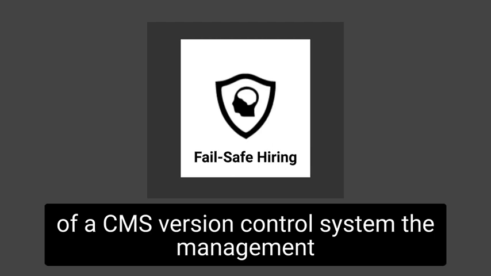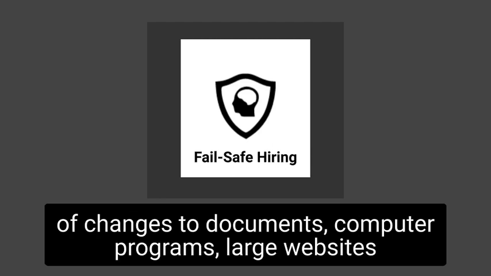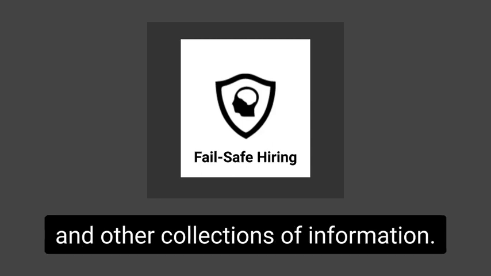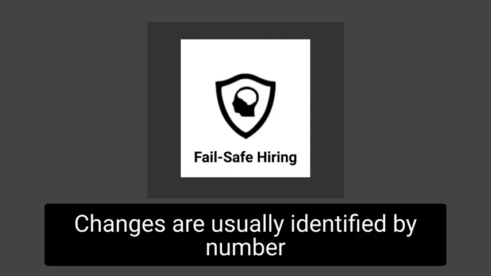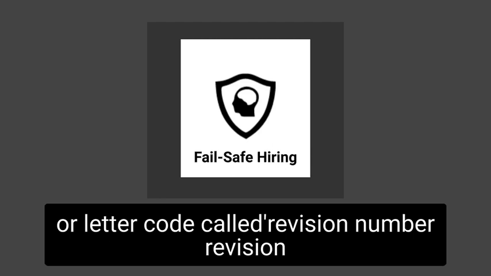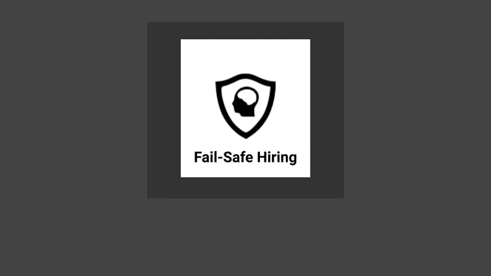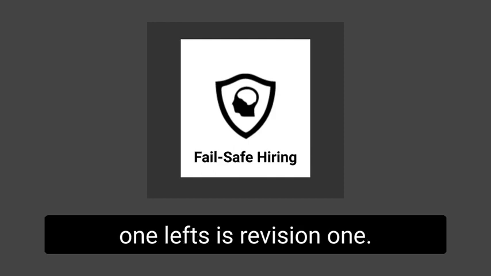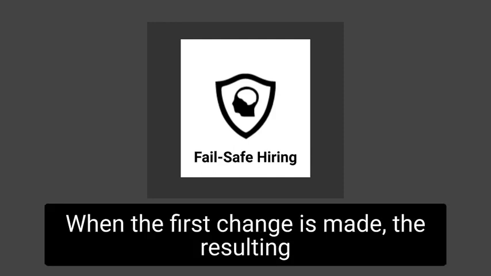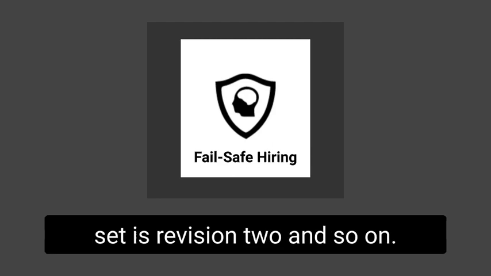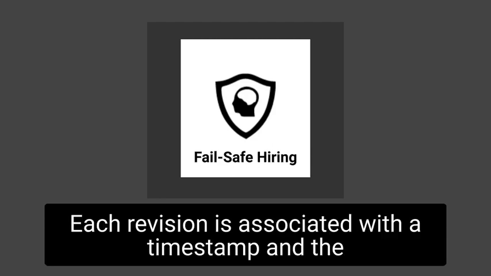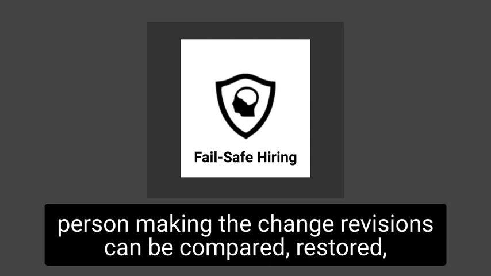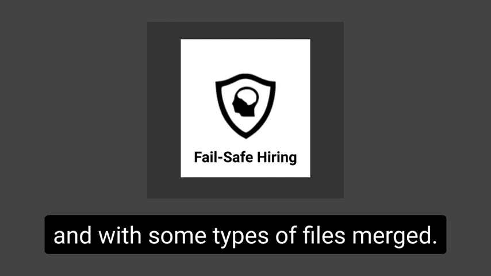Version control system. The management of changes to documents, computer programs, large websites, and other collections of information. Changes are usually identified by number or letter code, called a revision number, revision level, or simply revision. For example, an initial set of files is revision 1. When the first change is made, the resulting set is revision 2, and so on. Each revision is associated with a timestamp and the person making the change. Revisions can be compared, restored, and with some types of files, merged.